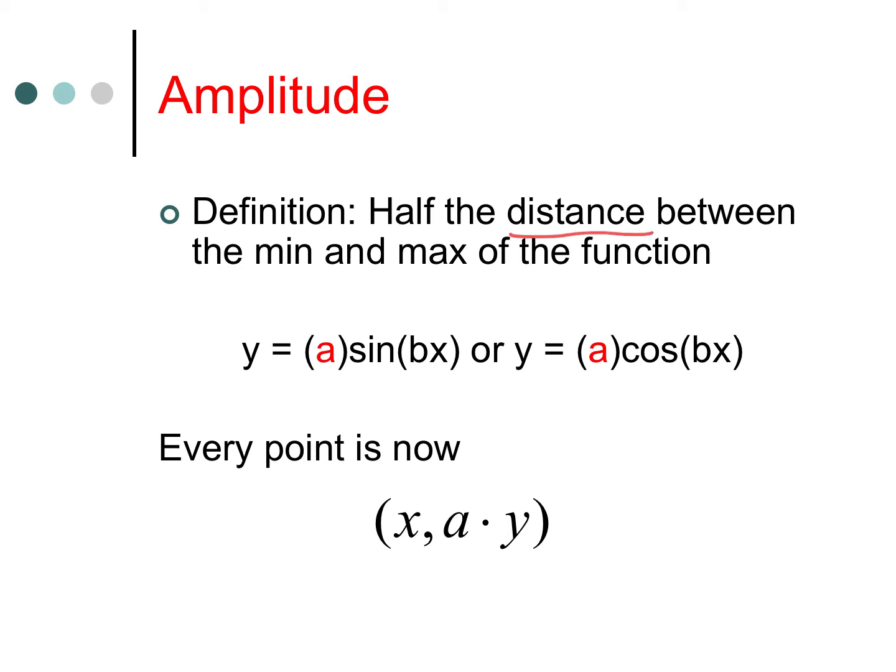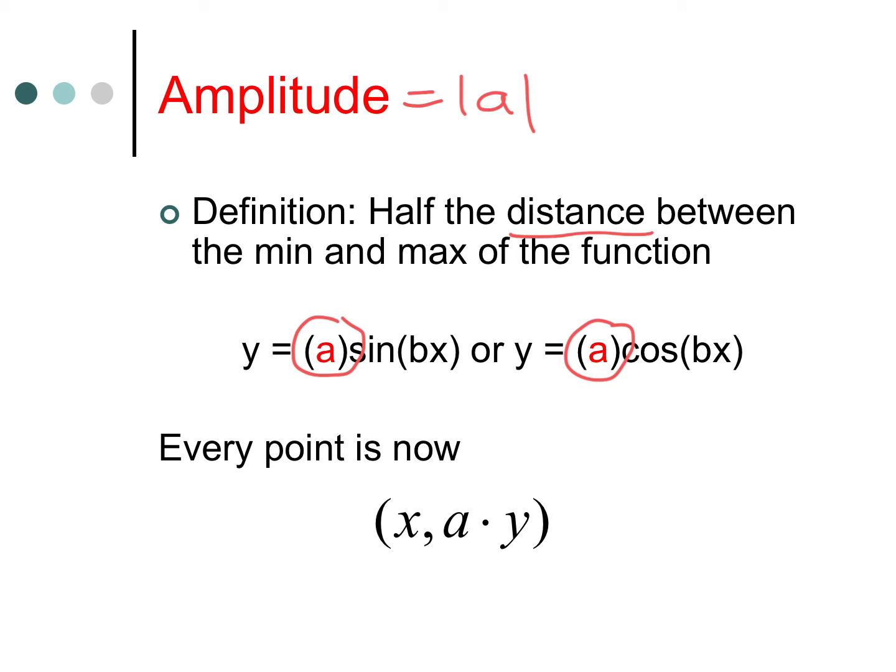The way that we're going to identify our amplitude is by finding our a value, which is going to be located directly in front of your sine or your cosine. And because we have a distance, the a value is going to help us identify amplitude by taking the absolute value of a. So your amplitude, again, is equal to the absolute value of a.